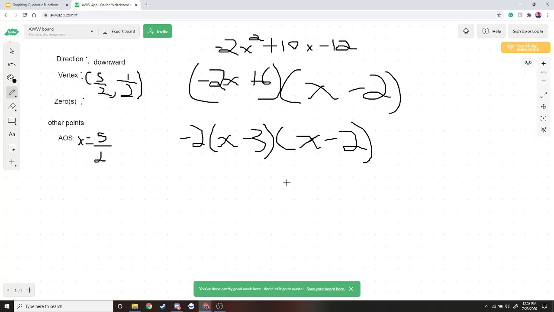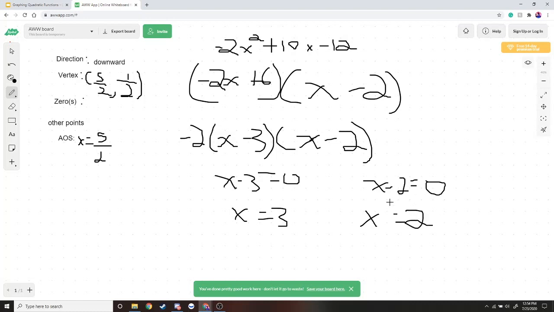Now, to find the zeros, we're going to set these parentheses, whatever these terms, equal to 0. So we're going to have x minus 3 is equal to 0, and x minus 2 is equal to 0. To solve for x, all we do is bring minus 3 to the other side, making it 3. And same thing on this side, we bring minus 2 to the other side, making it 2. So these are two zeros.